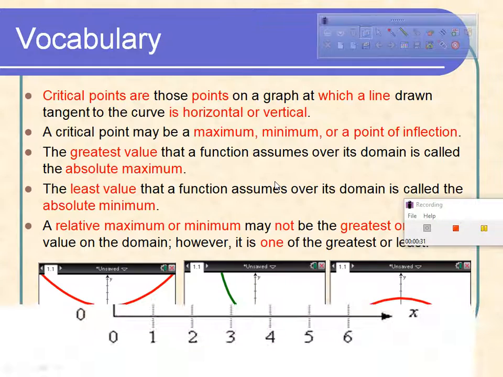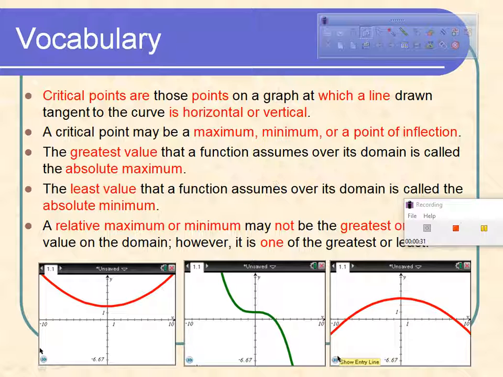So here's the vocabulary, if you want to just take a look at it. Critical points are defined as those points on your graph at which a line drawn tangent to the curve is horizontal or vertical. That's kind of misleading, so let me just give you my definition. Critical points are either a maximum, a minimum, or a point of inflection. These three pictures at the bottom represent that. For example, right here, this would be a critical point where my mouse is, because that's a minimum of that function. Over here on the right, this would be my critical point where my maximum is, because that is a maximum right there.